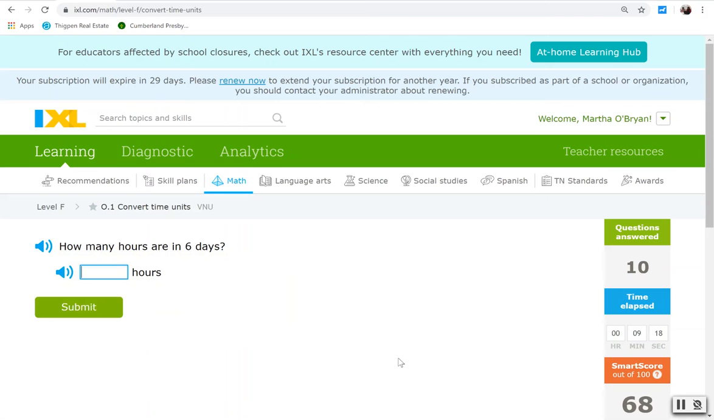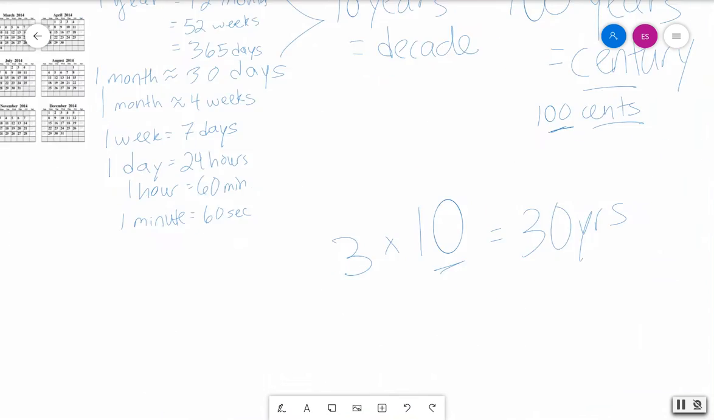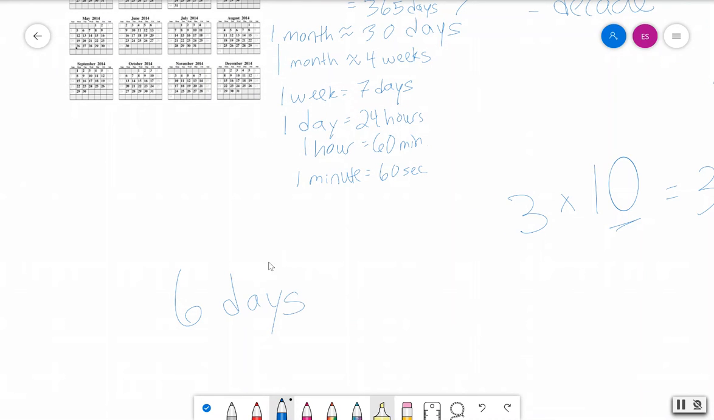How many hours are in 6 days? Awesome. So here we're going to do, there's 6 days. There are 24 hours in 1 day. So I'm going to multiply that by 24 hours. So when you're going from a bigger unit to a smaller unit of time, you're going to multiply, because it's going to take more of these smaller units to make up the big unit. So your final answer should be bigger.